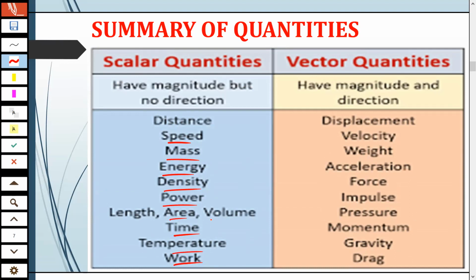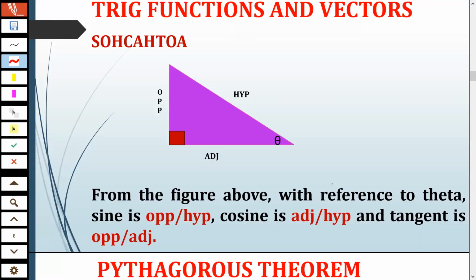These have no direction. And when we talk about vector quantities, we have displacement, velocity, weight, acceleration, force, impulse, pressure, momentum, gravity, and drag. By the end of the physics course, you will be able to discuss all these. You will know what they mean and their formulas. All right, let's quickly move on.